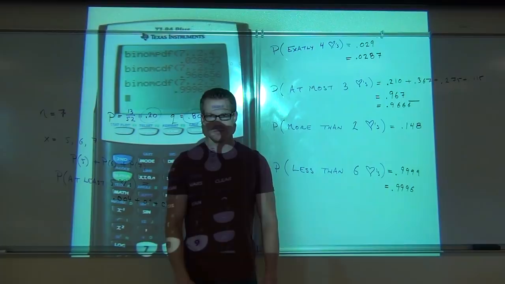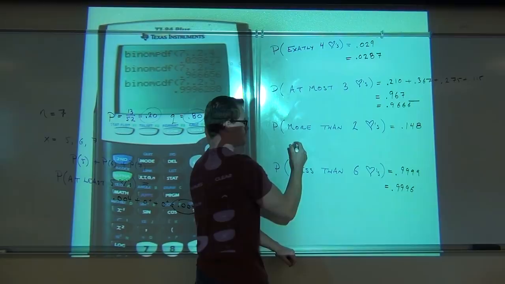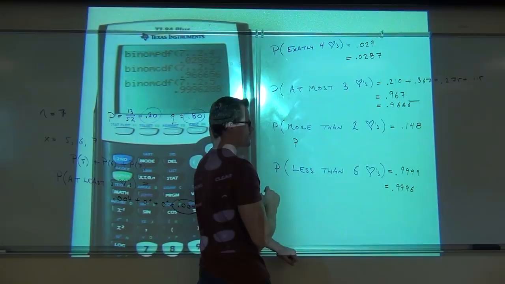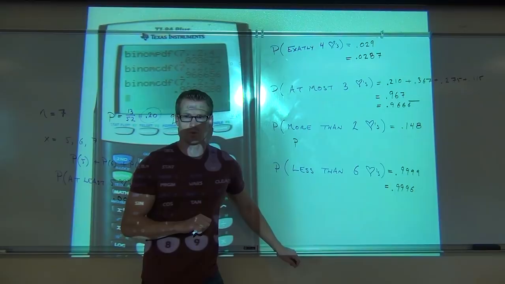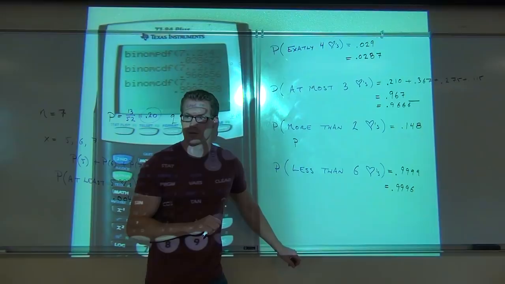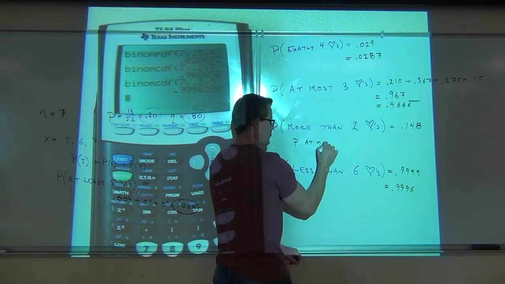So here's the idea. In order to use your calculator effectively, you need to understand the complement of what this is. So you need to understand that if I want more than 2 hearts, what we should be doing is finding the probability. What's the opposite of more than 2 hearts? What's the opposite of more than 2? At most 2, or less than 3. At most 2 would be the best way to think of that. So the complement of more than 2 hearts is at most 2.